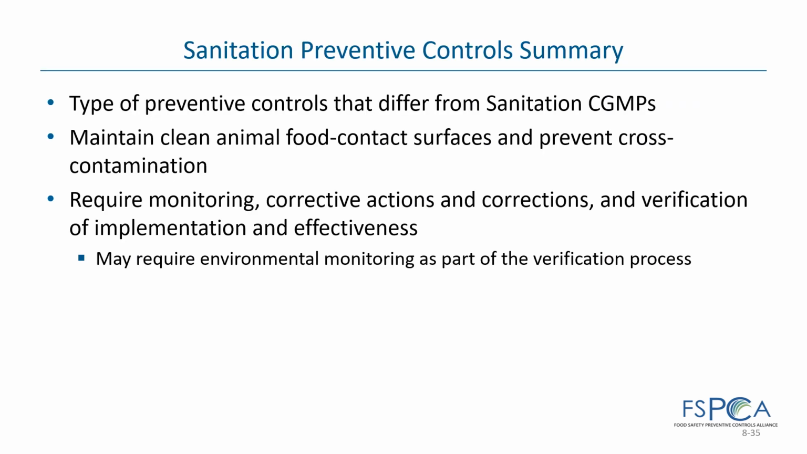So let's summarize what we went over in that chapter. This is a type of preventive control that differs from sanitation CGMPs. Remember, we're keeping a closer eye on these. We're making more documentation in addition to our CGMP program. These are meant to maintain clean animal food contact surfaces and prevent cross-contamination. They require monitoring, corrective actions and corrections, and verification of implementation and effectiveness, and may require environmental monitoring as part of the verification process.